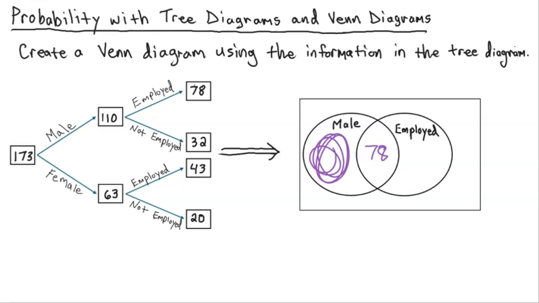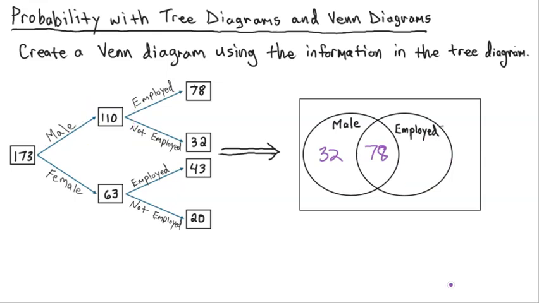This section here is going to be for those that are male but are not employed. They're not going to go in this circle. So male but not employed. Well, here's male and here's not employed, and that's 32. So we're going to put a 32 here. If we add these two together, we get 110, and that's 110 males. That's right here.